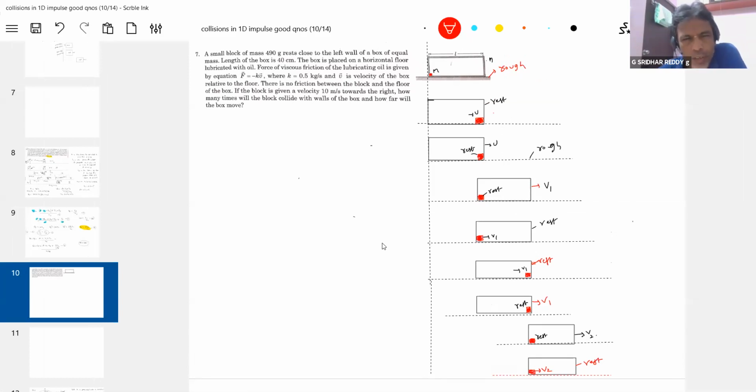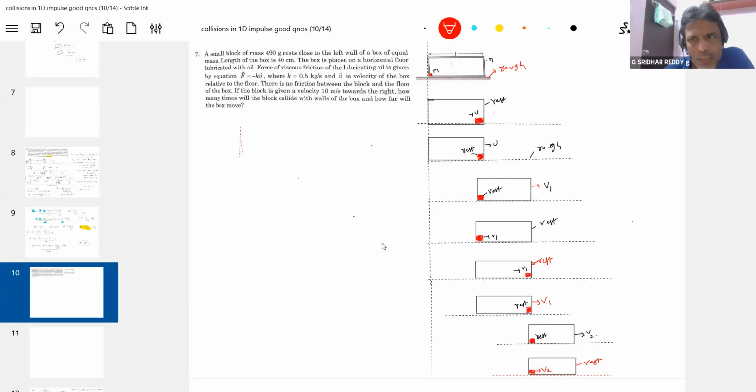How many times will the block collide with the walls of the box, and how far will the box move? Whose help are you going to take? How far will the box move? I'm very good at a little bit of the friction idea. No, here viscous drag is there. How will the viscous drag act on the block or on the box?